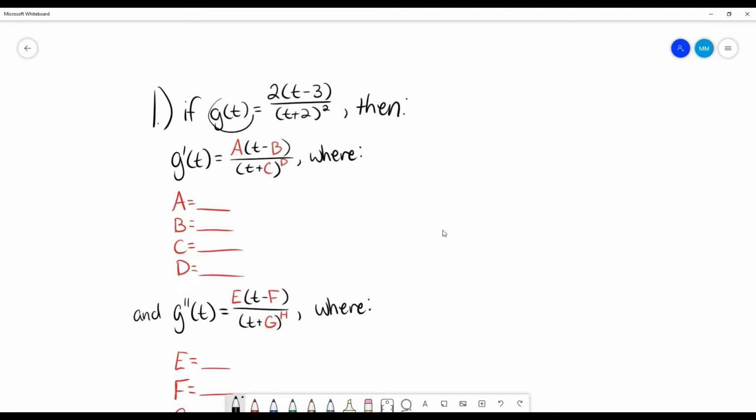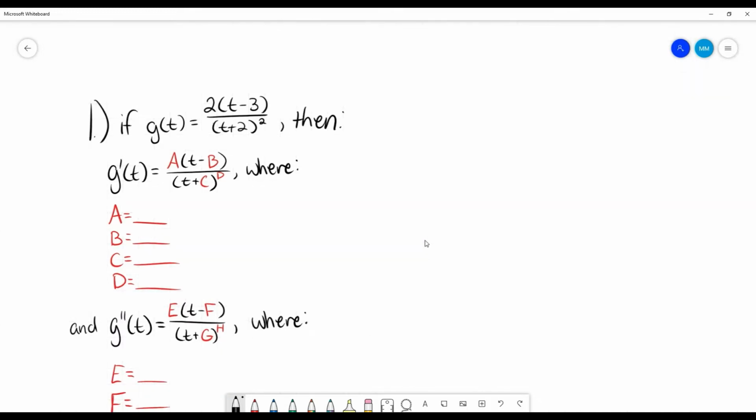It says if g of t equals this here, then the derivative of g of t is in this form. We just have to figure out what that is, right? So we know our quotient rule is this: low d high minus high d low over low low. So we've got our low term. So I'm going to go ahead and write g prime of t. We've got our low term, so it's t plus 2 squared times the derivative of our high term.